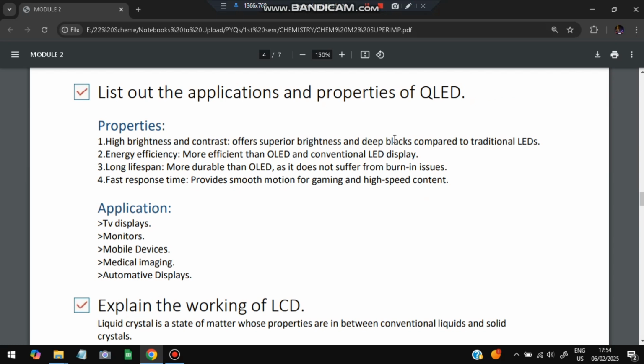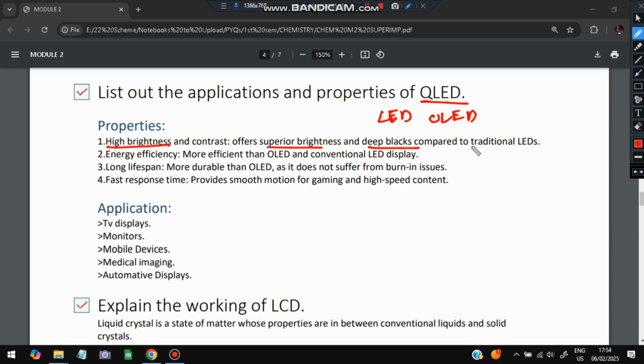Fourth, a super important question: list out the applications and the properties of QLED. QLED comes in between the LED and OLED. It is better than both LED and OLED. It has high brightness and contrast, and offers superior brightness and deep blacks compared to traditional LEDs. It is energy efficient, has a long lifespan and fast response time.